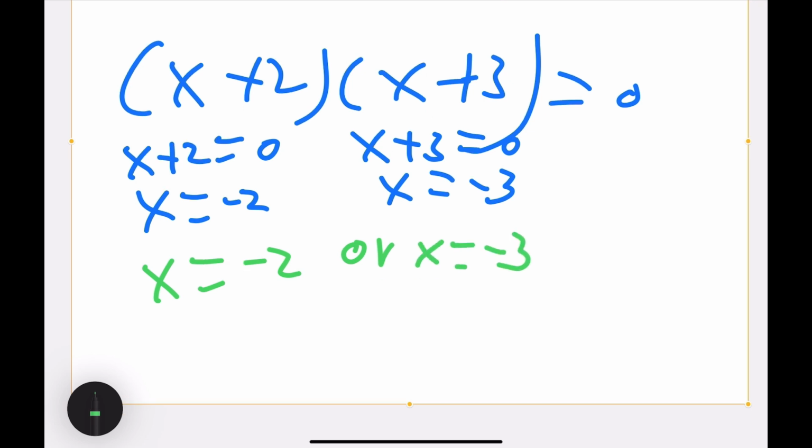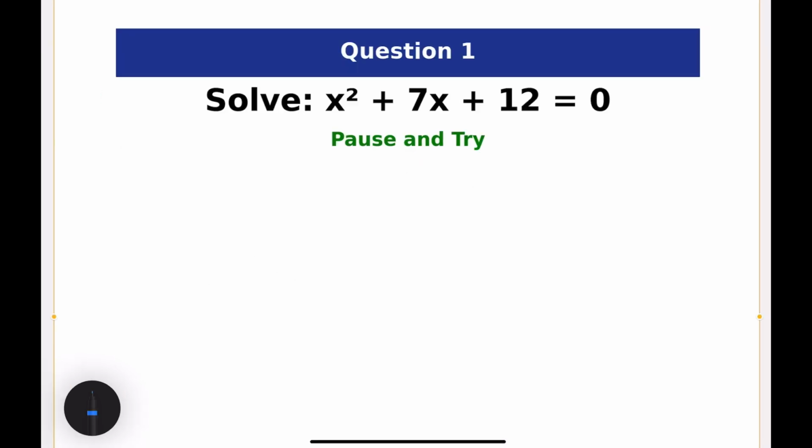And you should always work out both solutions, otherwise you won't get the full marks. And usually when you're solving a quadratic, there will be two solutions. But if the bracket was the same, then you'd only have one solution. Okay, now I've got one for you to try. Pause the video, have a go yourself, come back to watch the solution.